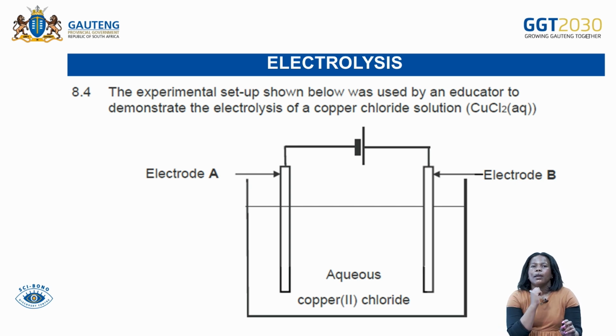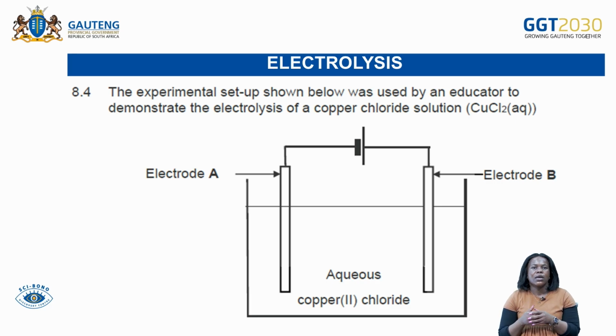Now, let's look at the questions that are possible so that we can see whether we did understand the process of electrolysis. Taken from a previous question paper, I just took the part that's going to help us understand the concept of electrolysis better. So 8.4 said, the experimental setup shown below was used by the educator to demonstrate the electrolysis of copper chloride solution. Okay, so we've got copper chloride solution as our electrolyte.